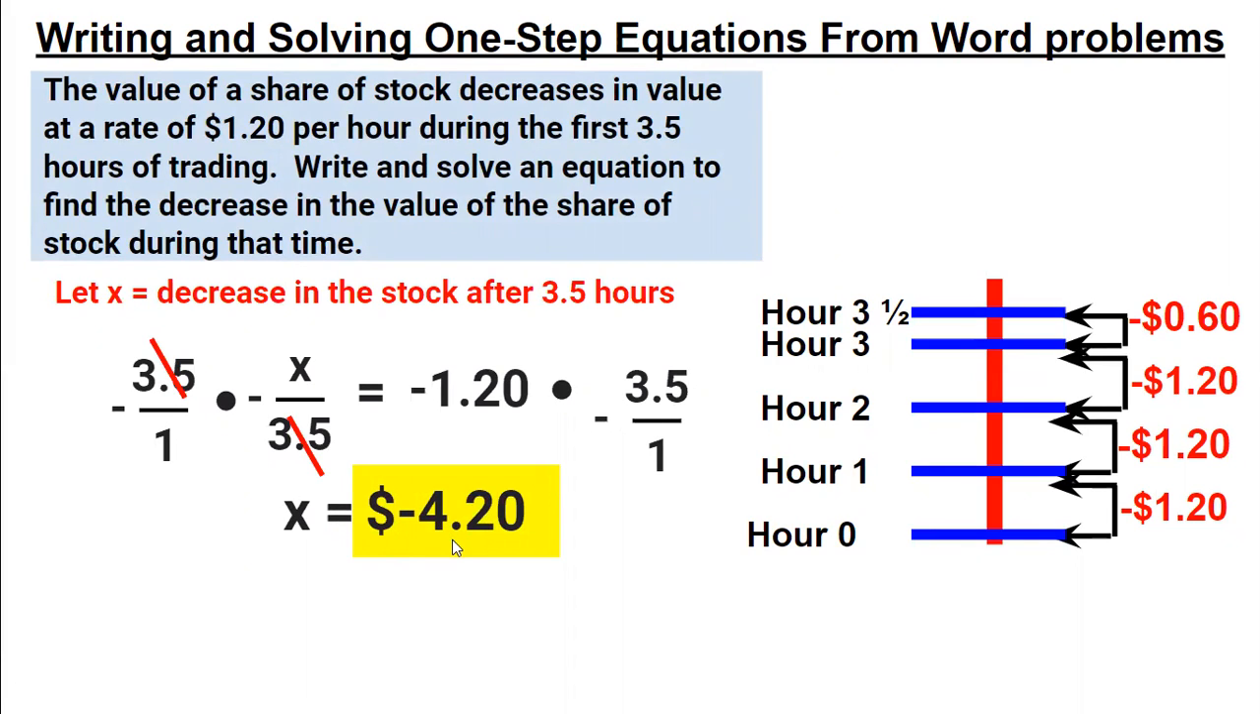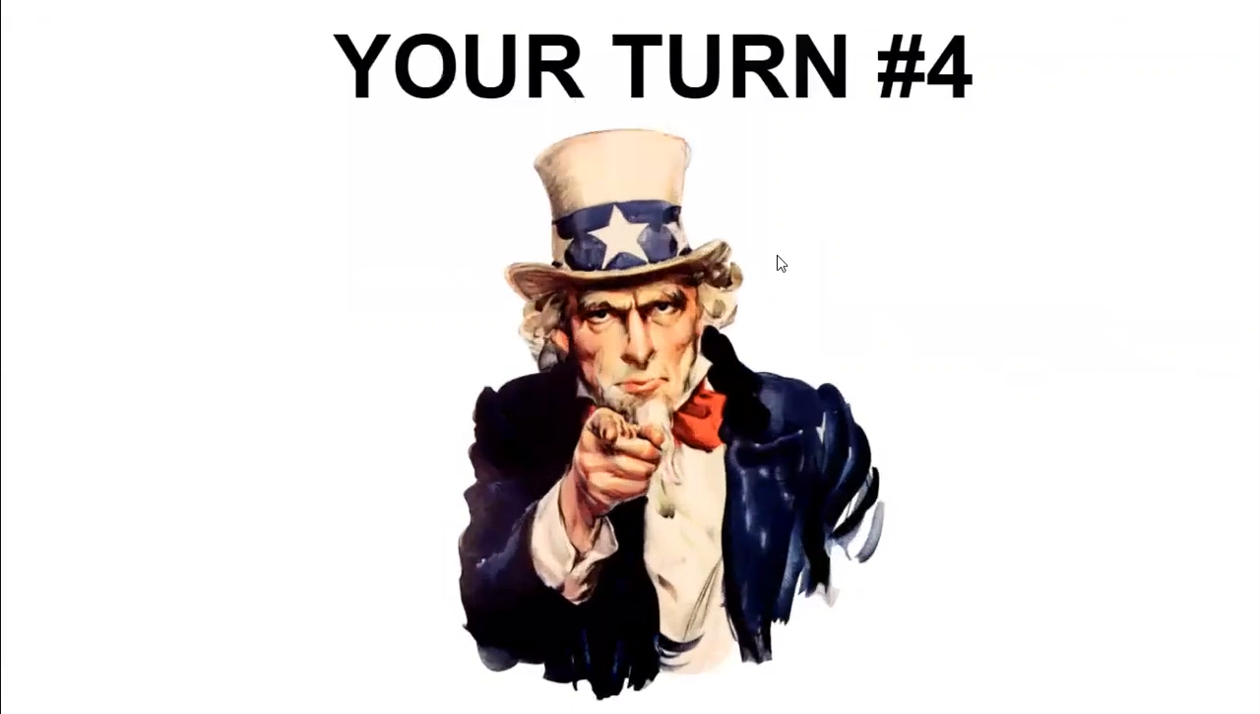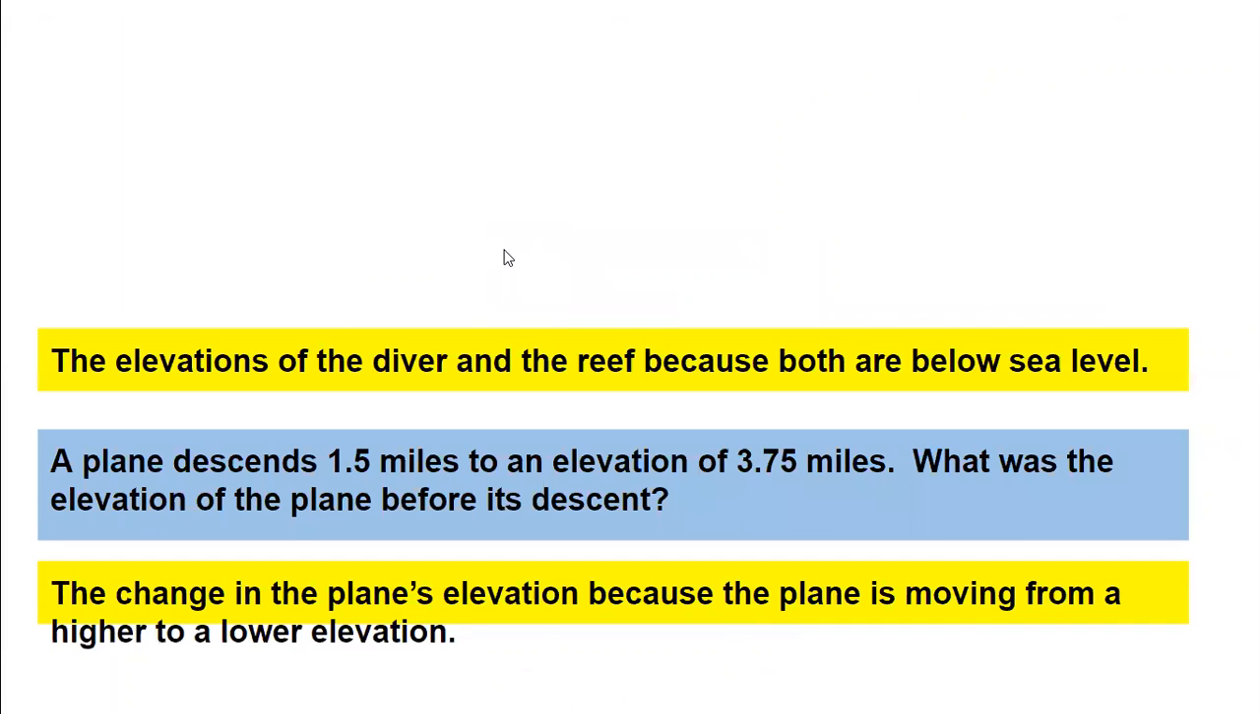Write and solve an equation to find the decrease in the value. It's going to go down $4.20. The stock will decrease $4.20 over 3.5 hours. Okay, you get to try a problem like this. See you back in a moment.